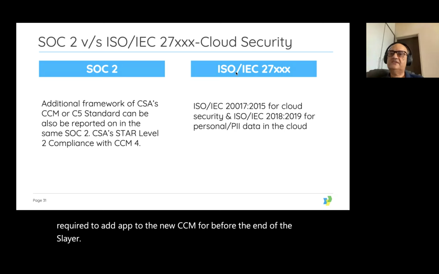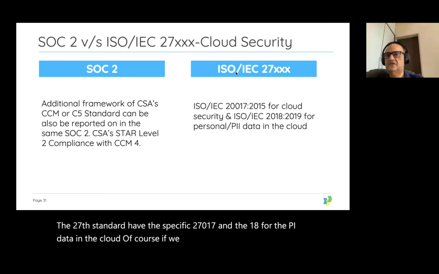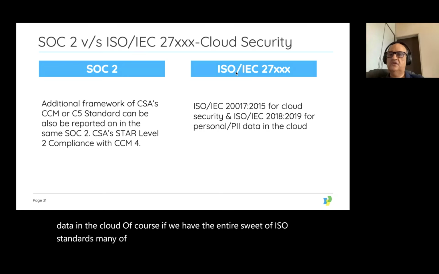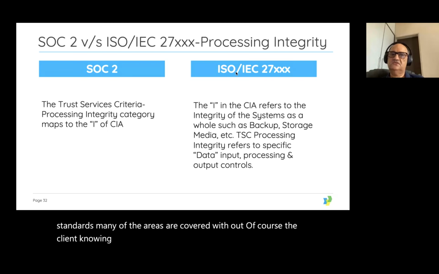The 27xx standards have the specific 27017 and 27018 for PII data in the cloud. Of course, if we have the entire suite of ISO standards, many of the areas are covered, without the client knowing the description of the controls and the details of the controls.